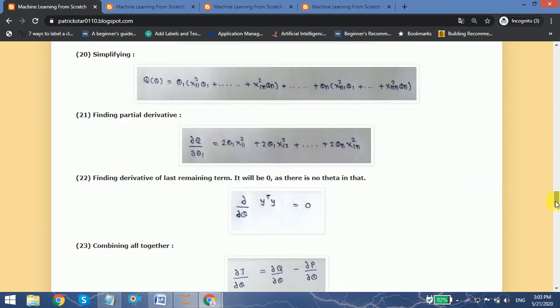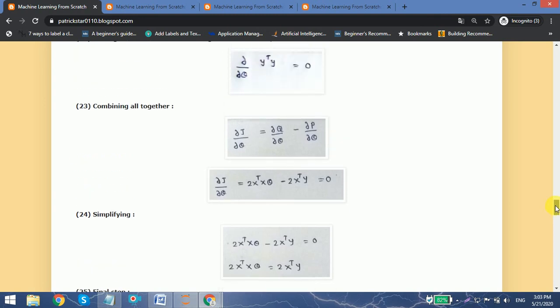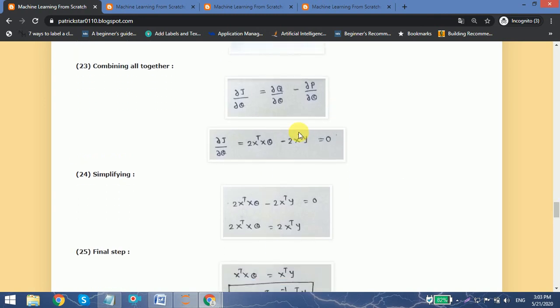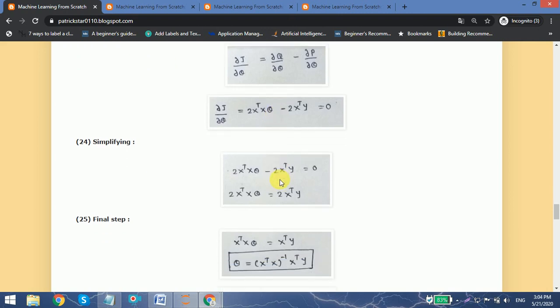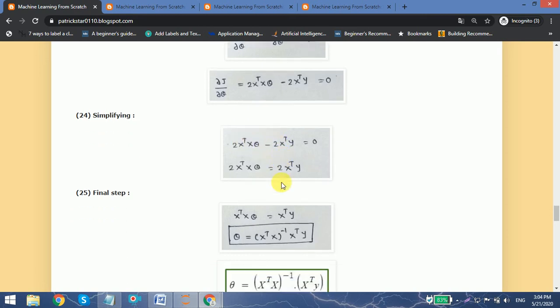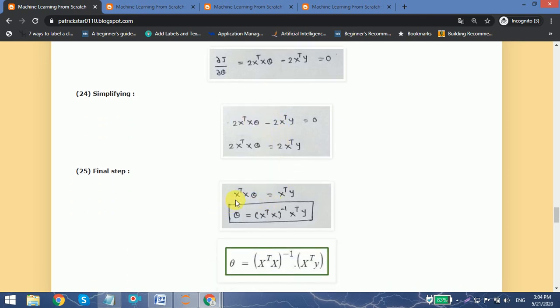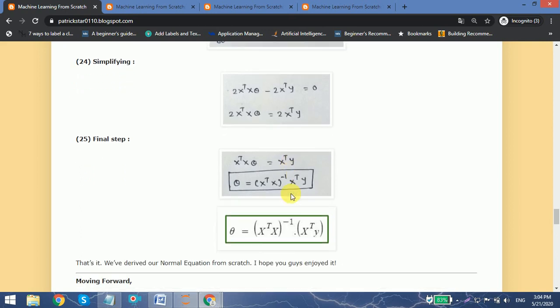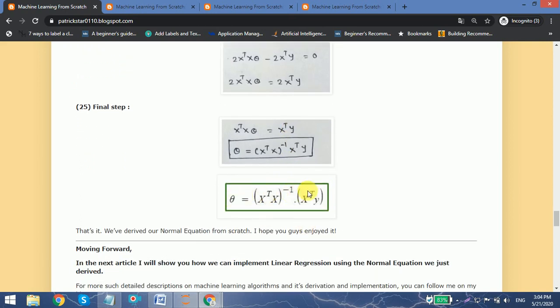Moving forward to the next part, we will assign it a value of 0, because we are going to find the minimum possible value of our cost function. We simplify it a bit, and the 2's cancel out and we get this function. This is pretty easy to understand. Now we are going to find the inverse of this side and multiply it with the other side. So it will give us the theta value. This is our final equation, the normal equation.